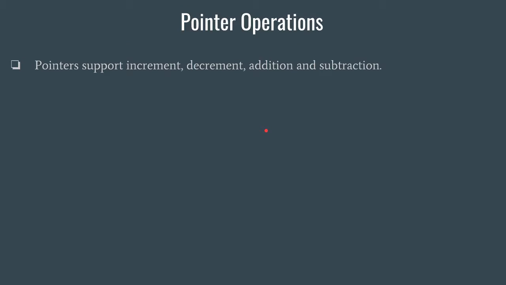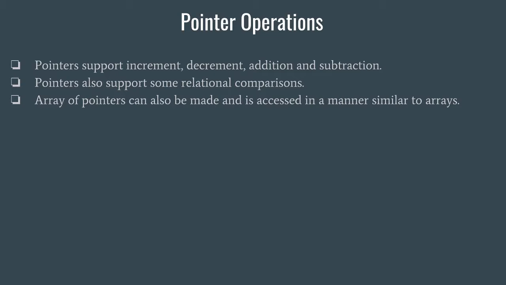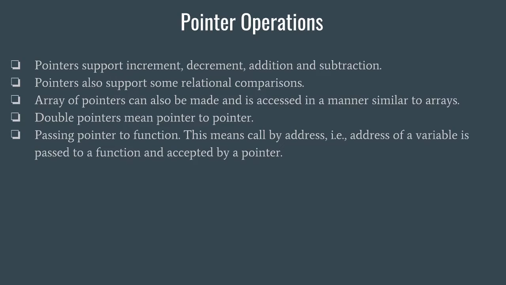Now pointers support several operations like increment, decrement, addition, subtraction, which are some basic arithmetic operations. Pointers support relational comparison also. We can also make arrays of pointers, and it works in exactly the same manner as how arrays work. Next we have double pointers. Double pointers means pointer to pointer. We shall see that when we code.